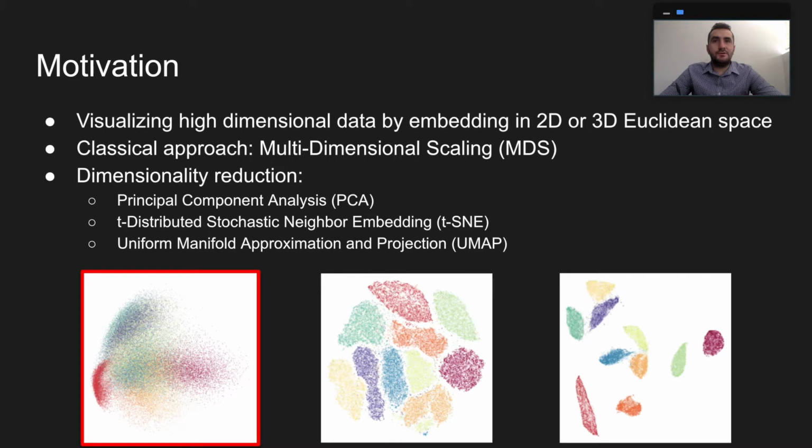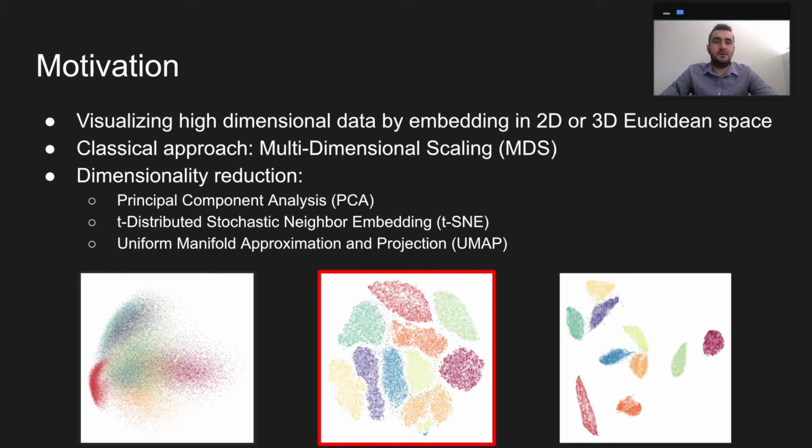A classical approach for dimensionality reduction is multidimensional scaling, MDS, which aims to preserve the distances between all pairs of data points. There are many popular algorithms for dimensionality reduction, from linear methods such as principal component analysis, PCA, to nonlinear methods such as t-SNE and UMAP.